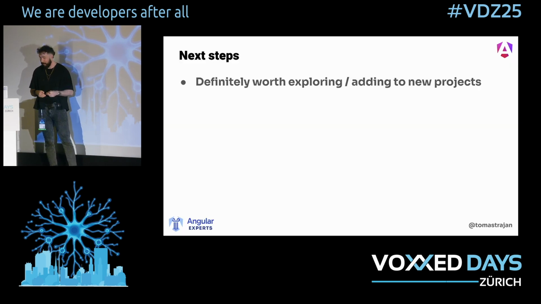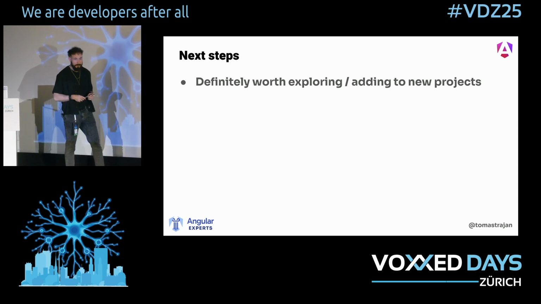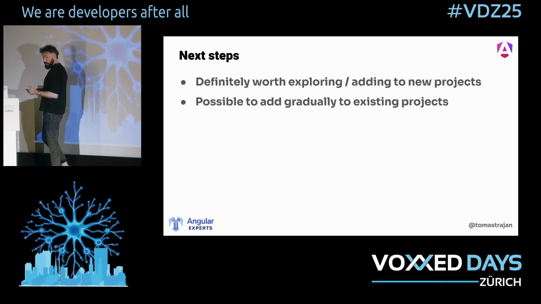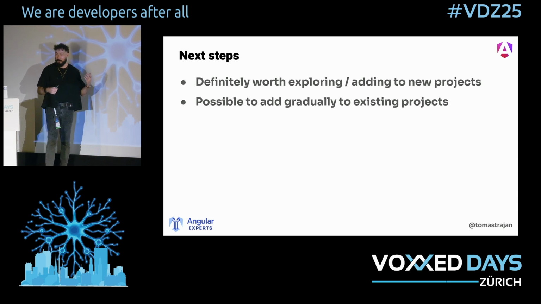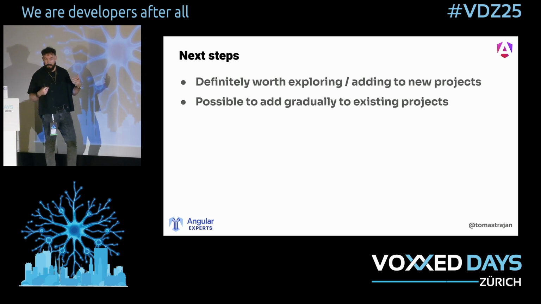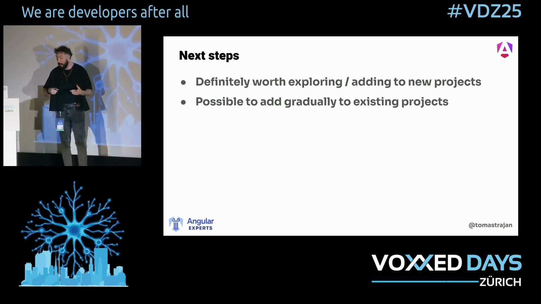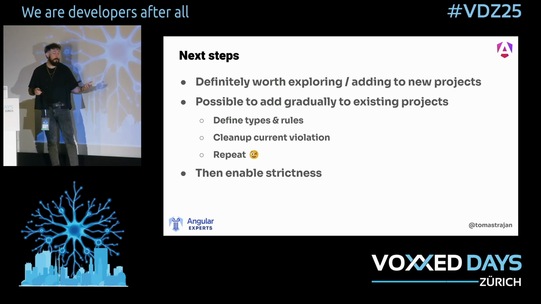I would strongly recommend to explore this and add this to your projects. We had a really great experience with that in a large enterprise environment with more than 220 Angular SPAs and 30 libs. It is possible to add it gradually to existing projects, as we already discussed. You always start by defining first two types and the first couple of rules between those types, and then you make sure that you have no violations, and then you can add an additional type and the rules between those until you accounted for every single file in your code base. And you repeat, and then once you have it, you enable the strictness and happily ever after.